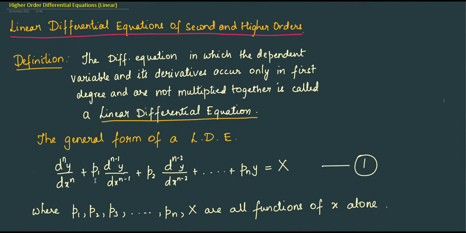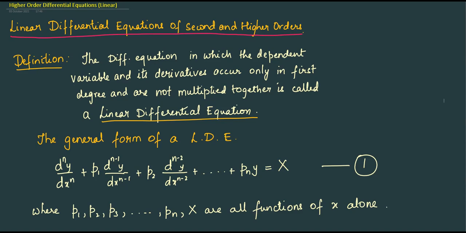of y with a function of x, p, or a constant. So then p1, p2 times n minus second derivative of y plus pn times y is equal to x. This is the most general form of the linear differential equation of higher order, where p1, p2, p3, and pn are all functions of x alone.